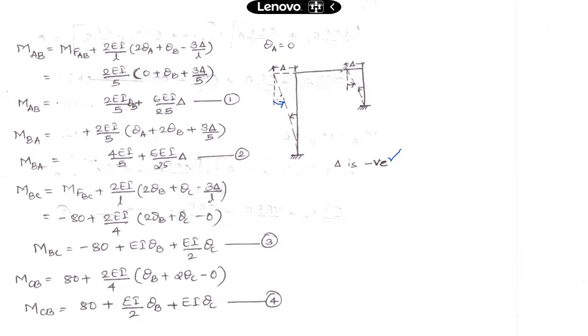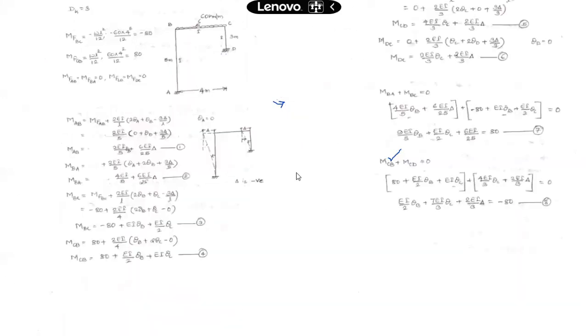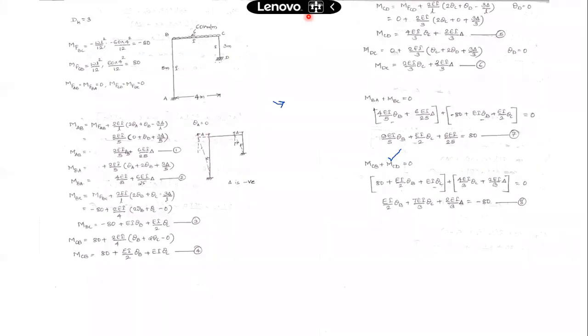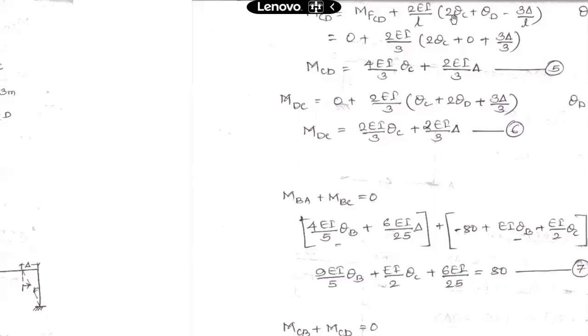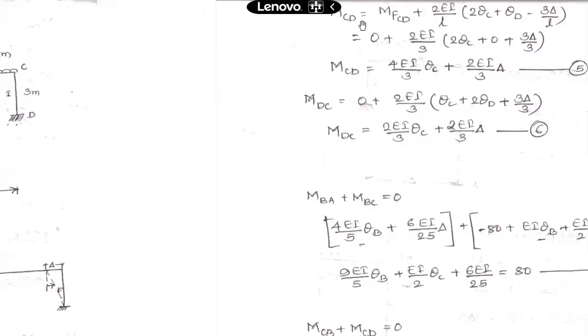Even you can look at this member CD. Please stop me and ask if you are having any doubt in that part. Okay, so I've written the equation for MCD: MFCD plus 2EI by L into 2 times theta C plus theta D minus 3 delta upon L. This is my slope deflection equation for member CD.